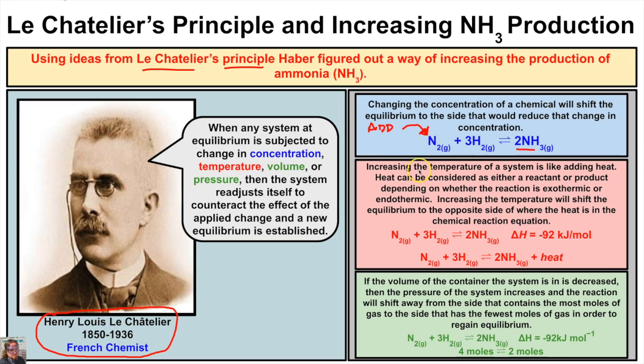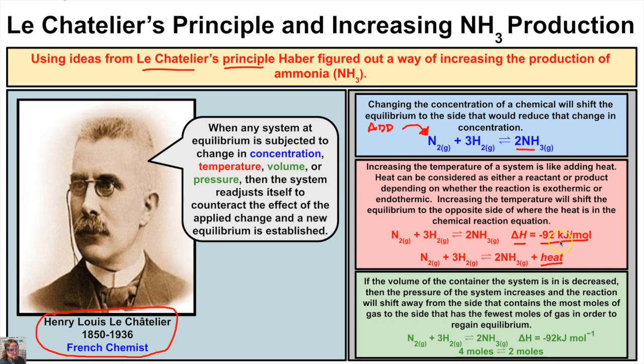Let's take a look right here. It says increasing the temperature of a system is like adding heat. Heat can be considered as either a reactant or a product depending on whether the reaction is exothermic or endothermic. Increasing the temperature will shift the equilibrium to the opposite side of where the heat is in the chemical reaction equation. So here's our Haber process right here, and we know that the enthalpy of our reaction is negative 92 kilojoules per mole. This means that our Haber process is exothermic, and so heat is going to appear on the product side of our chemical reaction.